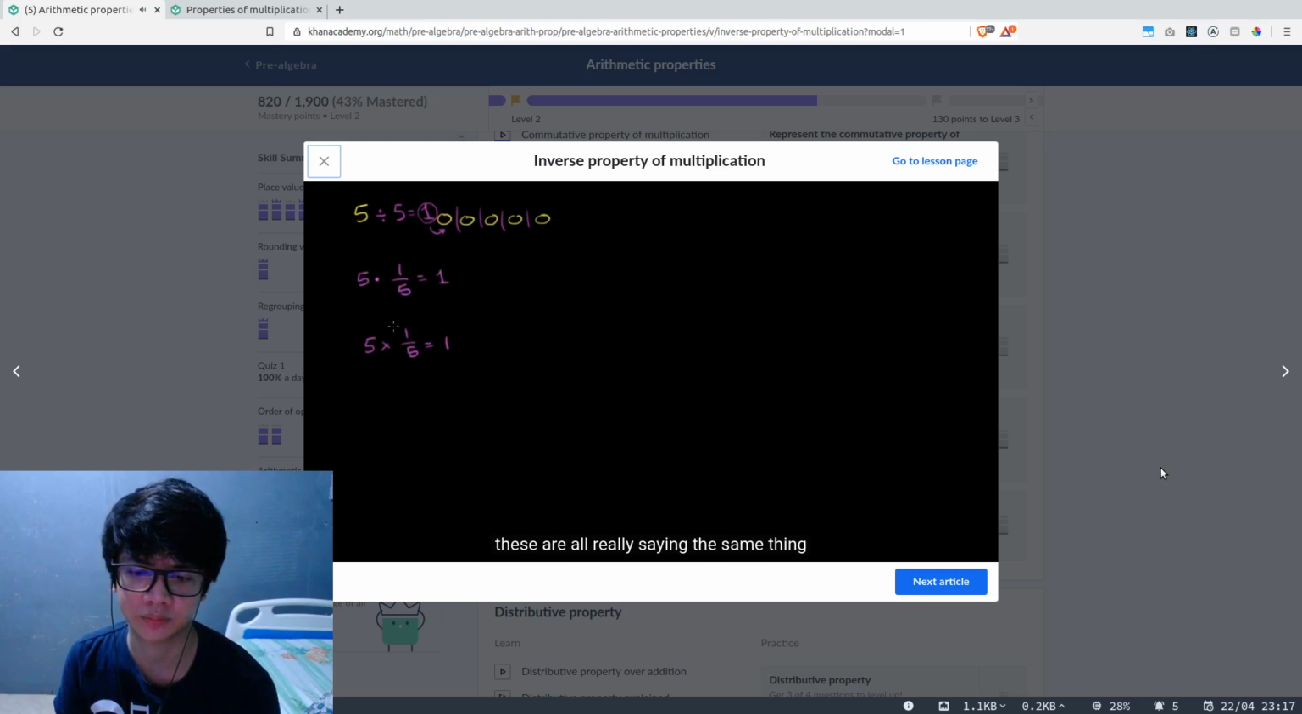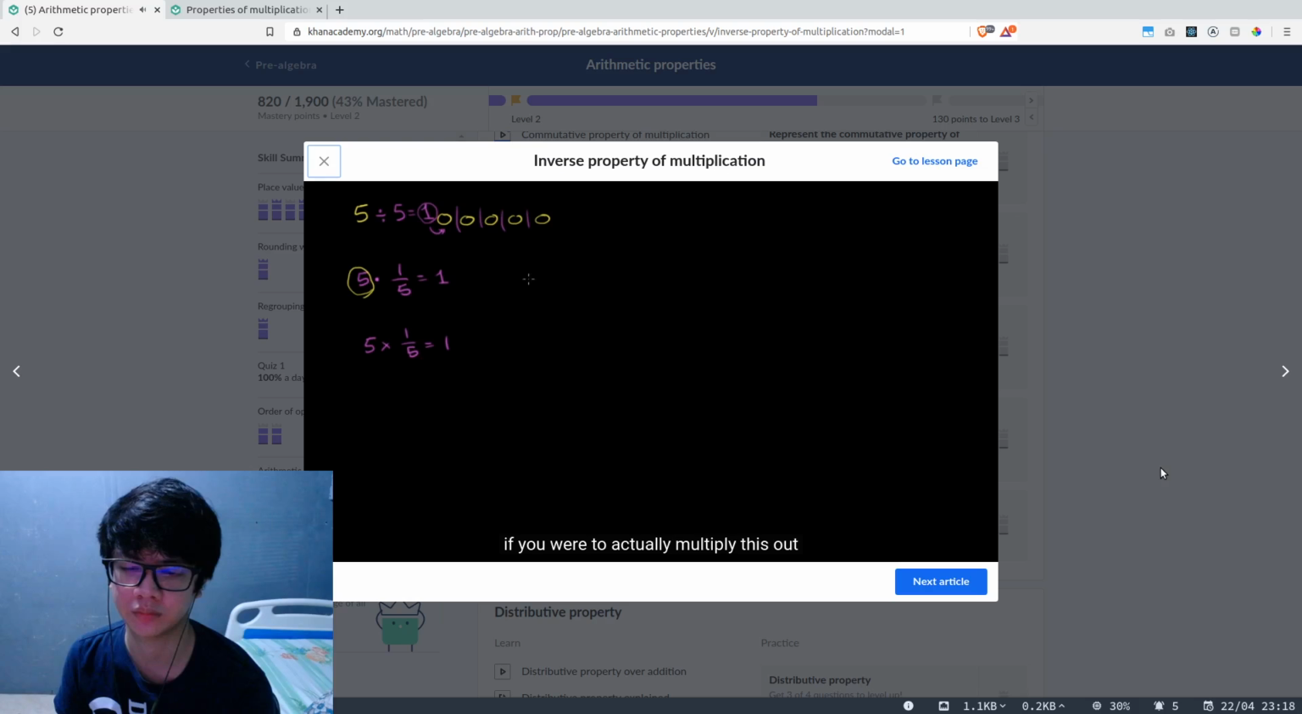These are all really saying the same thing. Maybe what's kind of interesting here, although it's not some huge learning, it's really just another way of writing what you've already probably known, is this idea that if I have a number and I multiply it times its multiplicative inverse, and most of the time when people talk about inverses in mathematics, they're talking about the multiplicative inverse, then I'm going to get 1. So 5 times 1/5 is equal to 1, but that's just because 5 times 1/5 is the same thing as 5 divided by 5.